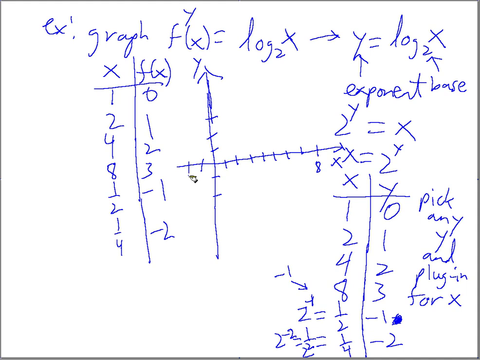All right. Anyways, let's go and plot these points. 1, 0. So here's 1, 0. This is the x-intercept for the log function. 2, 1. There's that. 4, 2. 1, 2, 3, 4, and 2 up here. And 8, 3 all the way out here. All right. What about these 2 points?